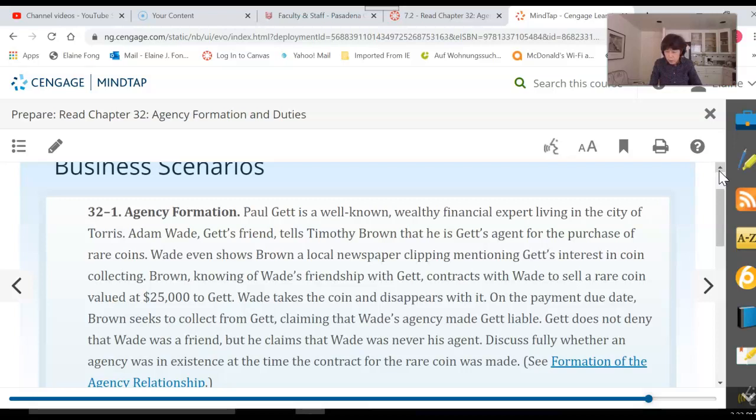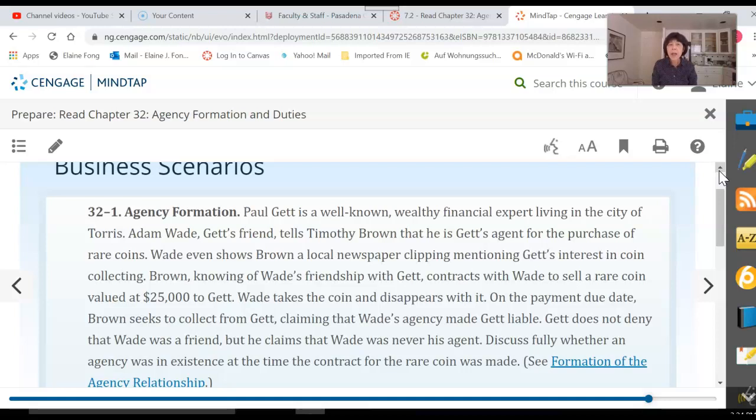All right, so let's take a look at this and run through the possible ways that there could be an agency relationship established. Do you recall the 4 different ways? The first way to establish an agency is by agreement. Do we see any agreement between Gett and Wade here that would indicate that they have an agency relationship? No, you do not see any agreement. They do know each other, but you don't see an agreement made between Gett and Wade.